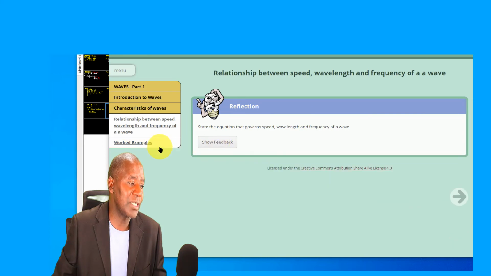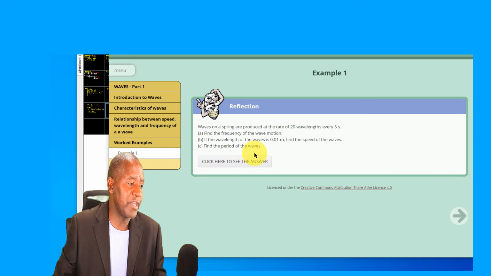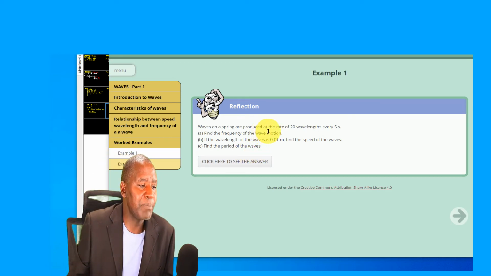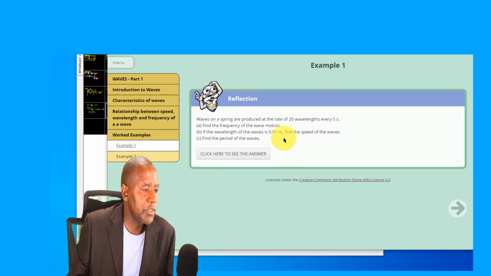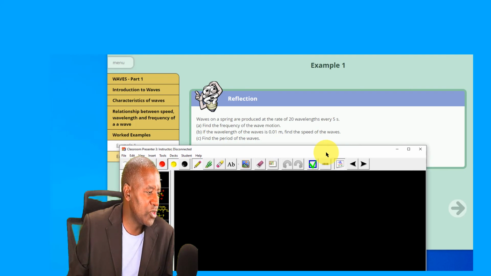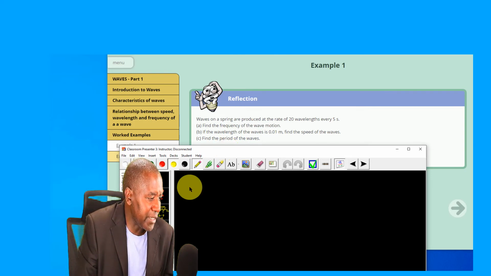Now let's have a look at just a few examples. There is an example here that I've given where waves on a spring are produced at a rate of 20 wavelengths every 5 seconds. Find the frequency of the wave motion. Let's do that and see what we get. So I'm going to keep the question there as I write down here. So this is it, 20 wavelengths every 5 seconds.